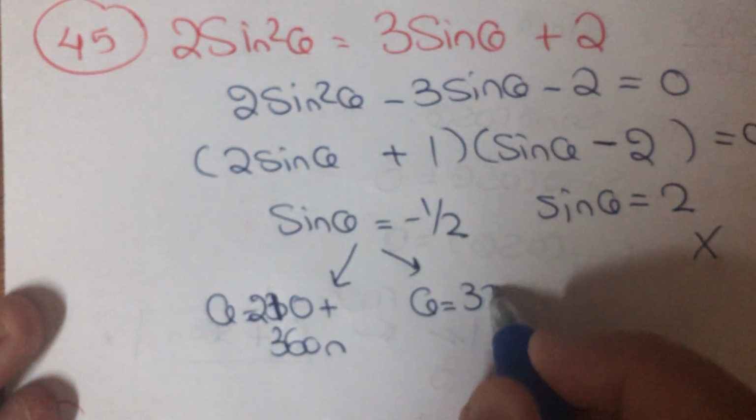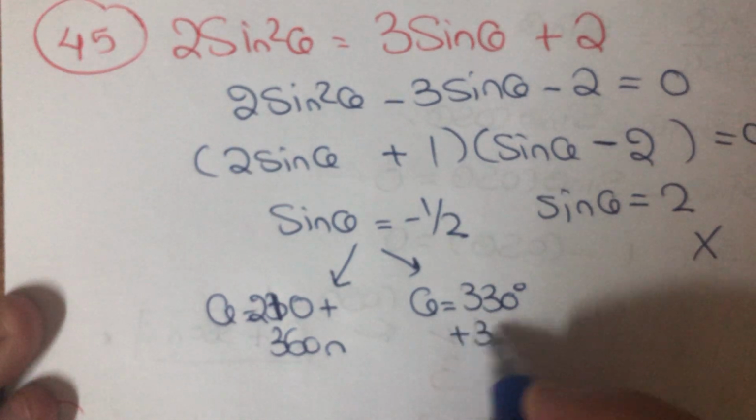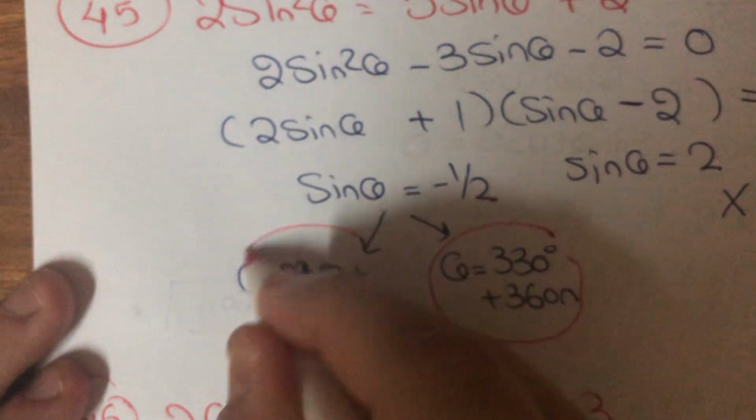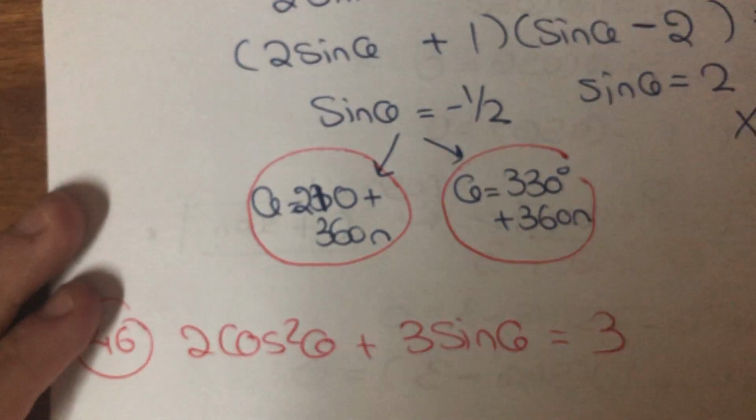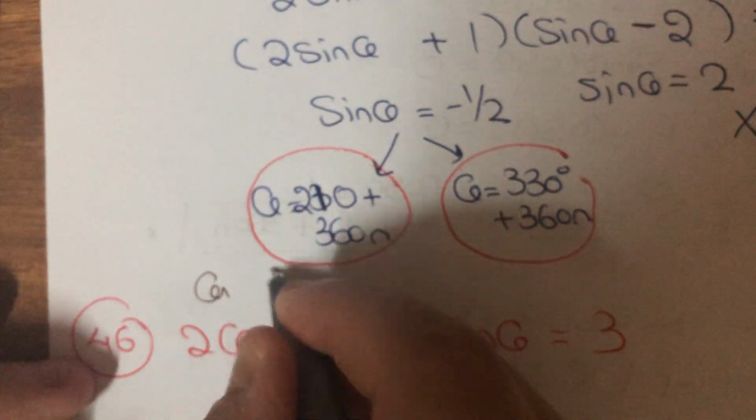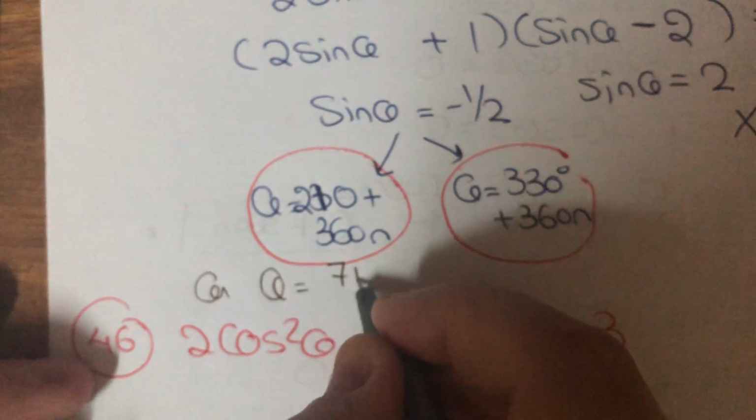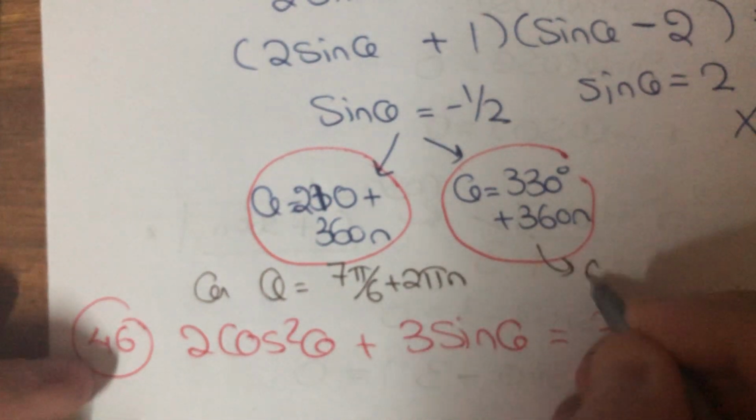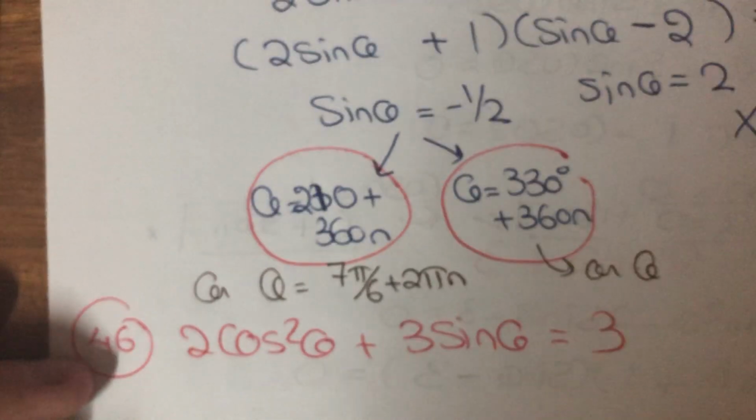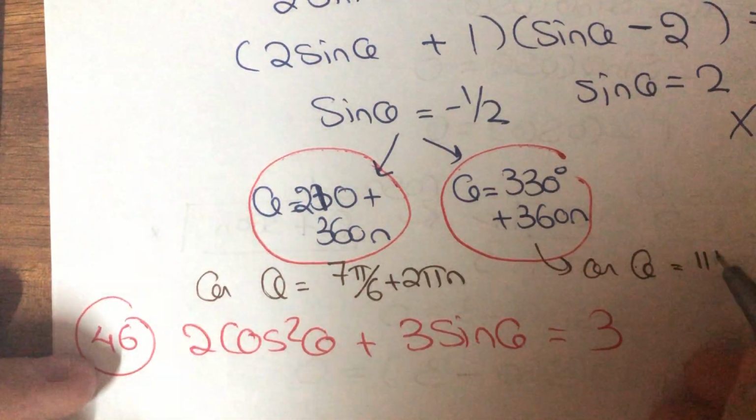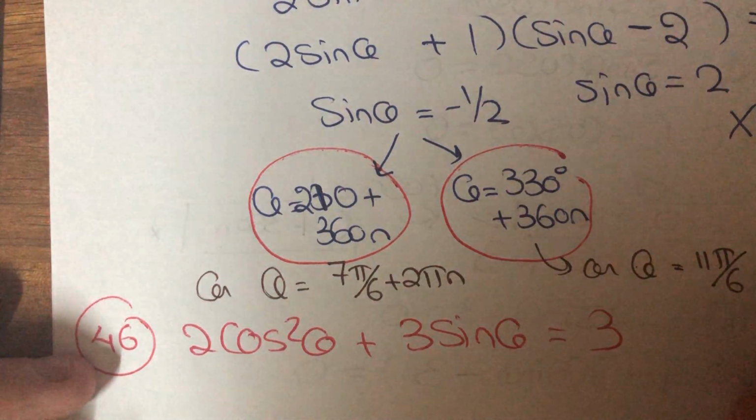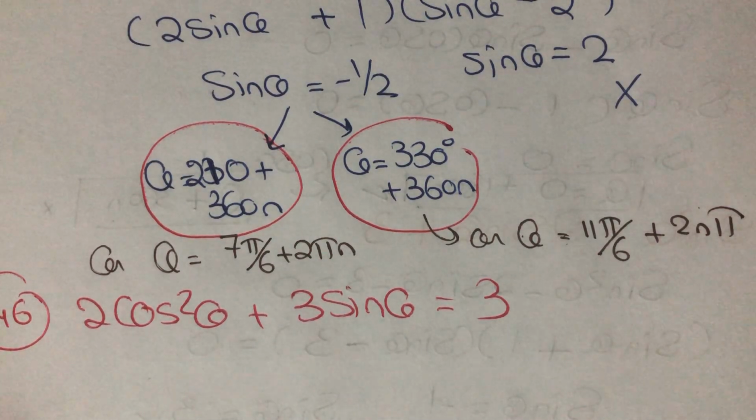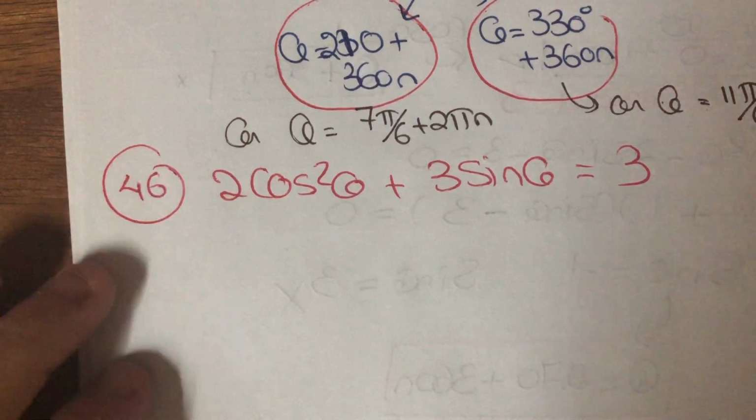and 330 plus 360n. Since they didn't mention degrees or radians, you must write both. Or theta is equal to 7 pi over 6 plus 2 pi n, or theta is equal to 11 pi over 6 plus 2 pi n. So we will write both in these couple of questions, okay?